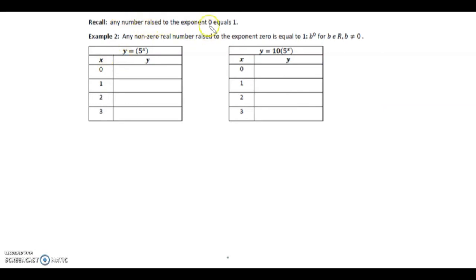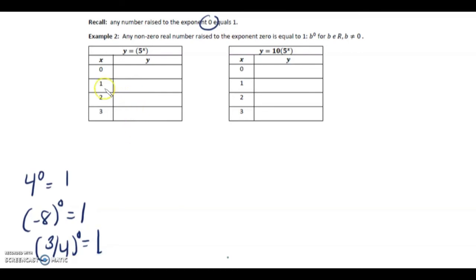Okay, any number raised to the exponent 0 equals 1. So if we had 4 to the 0, that would be 1. Negative 8 to the 0, that would be 1. If we had a decimal or a fraction, maybe 3 over 4 to the 0, again 1. So any non-zero real value raised to the exponent 0 is equal to 1. So b to the 0, where b is any real number except for 0. We can't have 0 to the 0. You'll learn that in university, but we can't assess that. So any b that's a real number raised to the 0 is 1.